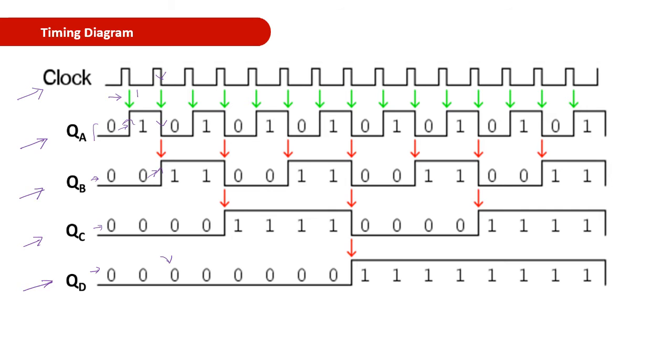Now similarly the next clock pulse comes, here you can see that QA changes from 0 to 1. Since the change is 0 to 1, QB will not change, it will remain as 1. And similarly QC and QD also.